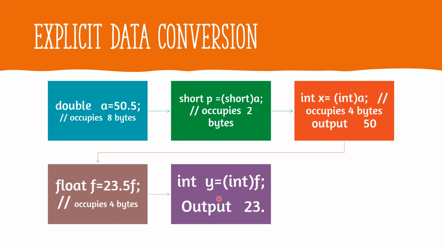That means float is converted to int even if the bytes are the same. But float has a decimal point and int does not have a decimal point. So loss of precision, loss of data will be there. Answer will be 23 in int. Here also data loss can be there. So in explicit conversion, data loss will be there, and in implicit conversion, no loss of data will be there.